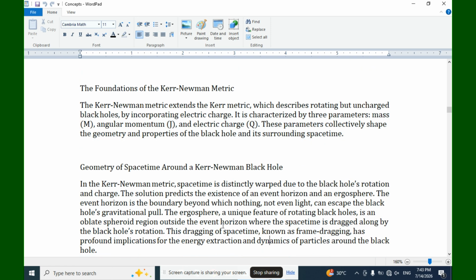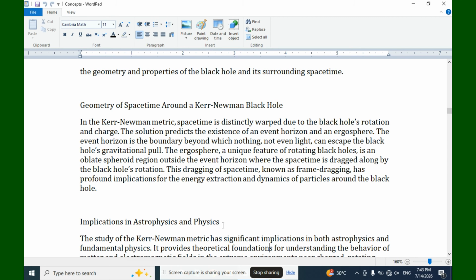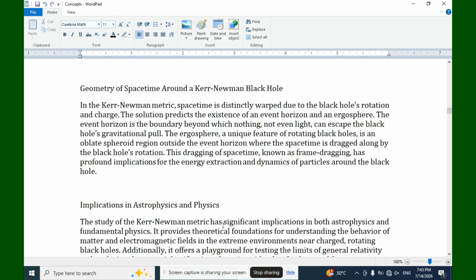The foundation of the Kerr-Newman metric. The Kerr-Newman metric extends the Kerr metric, which describes rotating but uncharged black holes. By incorporating electric charge, it is characterized by three parameters: mass, angular momentum, and electric charge. These parameters collectively shape the geometry and properties of the black hole and its surrounding spacetime. Geometry of spacetime around a Kerr-Newman black hole.